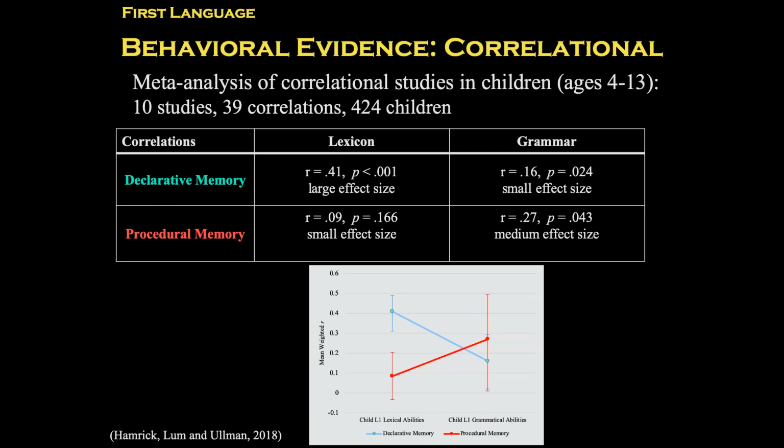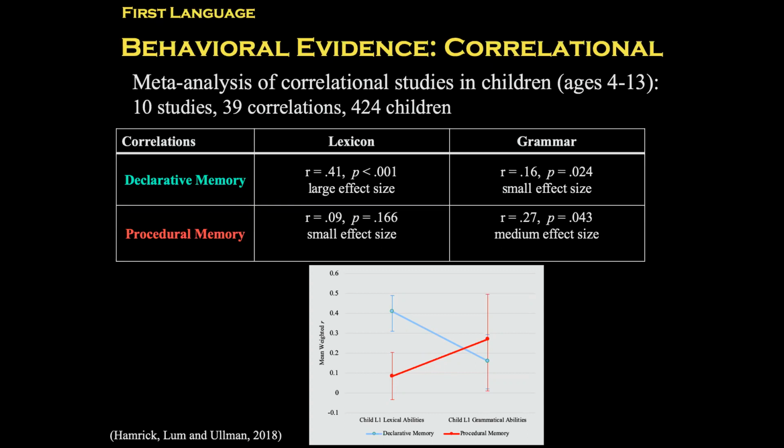So this is in kids. This is the first section on kids. It's a meta-analysis, a study we published last year in PNAS. In this meta-analysis, we found that lexical abilities, vocabulary size, lexical retrieval, and so on in kids were correlated with the kids' learning abilities in declarative memory, but not procedural memory. In contrast, grammar abilities across syntax and morphology and different types of tasks correlated with procedural memory, but also to some extent with declarative memory.